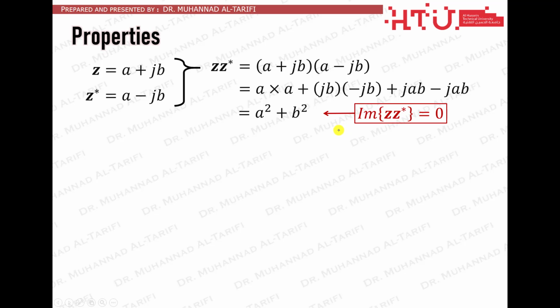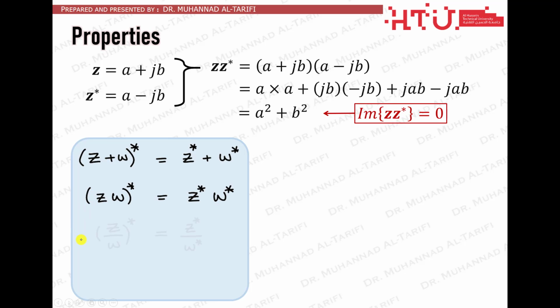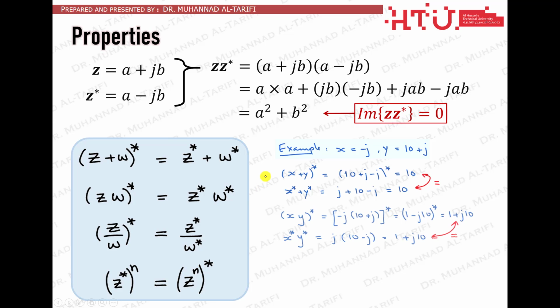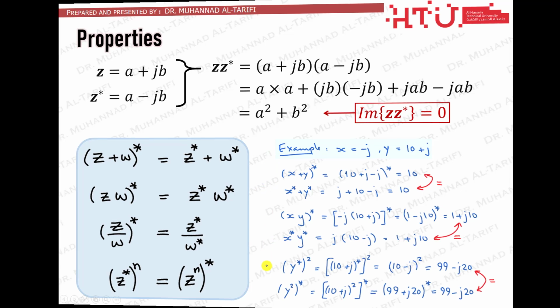Here are some properties in regards to applying the conjugate operation alongside arithmetic operations such as summation, multiplication, division, and powers. The proofs of these properties are rather easy, but the properties themselves might come really handy in some situations. Here is an illustrative example for your reference.